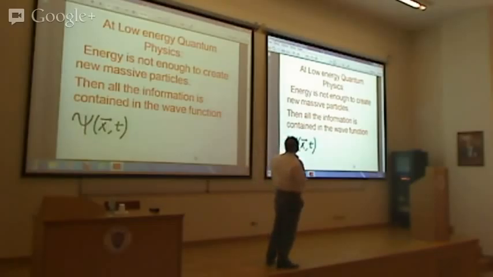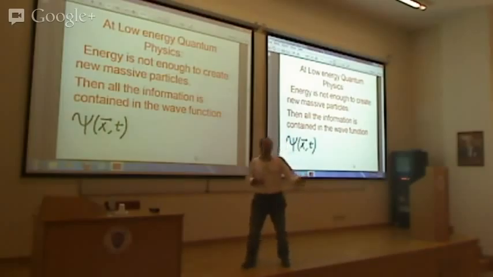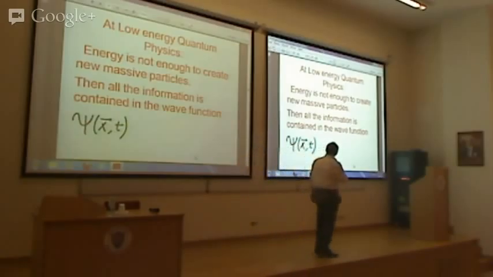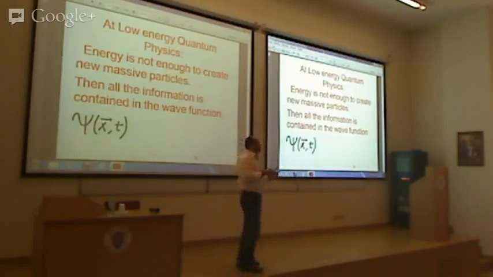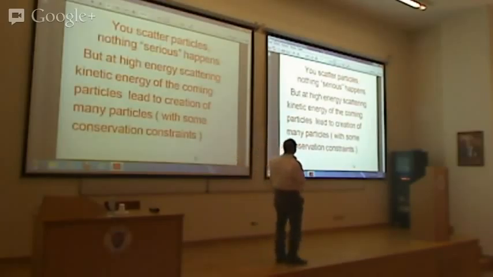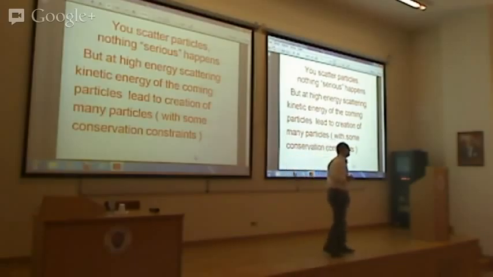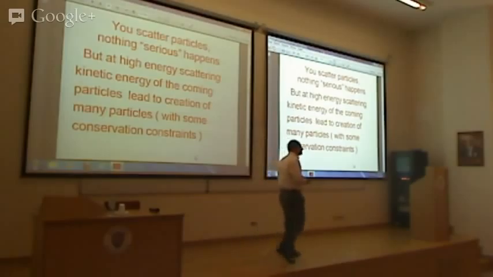Now, I have really worked hard to write this down. At low energy, non-relativistic quantum physics, energy is not enough to create new particles, so that's called low energy. Then all the information is contained in the wave function. There is a function whose square will give you probabilities, and from which you can get any measurable thing. That is basically quantum mechanics. But in non-relativistic quantum mechanics, whatever you have initially doesn't change at the end. There could be some slight exchange of energy, but no new particles can be created. You scatter such particles, nothing serious happens. But at high energy scattering, the kinetic energy of incoming particles leads to the creation of new particles if certain conservation rules are satisfied. Like electric charge is known to be conserved, you have to conserve that.